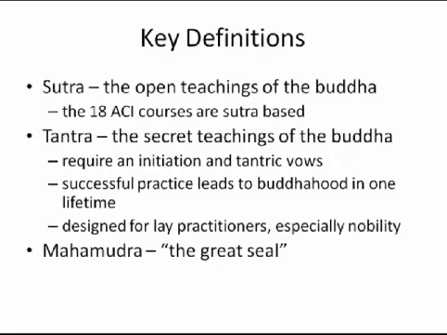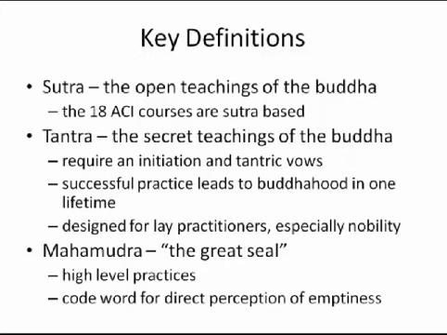Mahamudra means the Great Seal. Maha, as we see in Mahayana, means great. Mudra often refers to special hand postures, and in this case in general means seal. So the Great Seal is its literal translation. It can refer to a number of things, but it can refer to high-level practices like Tantra-like practices. So basically Tantra and Mahamudra both are referring to fairly high-level practices. Mahamudra also is a code word for the direct perception of emptiness.